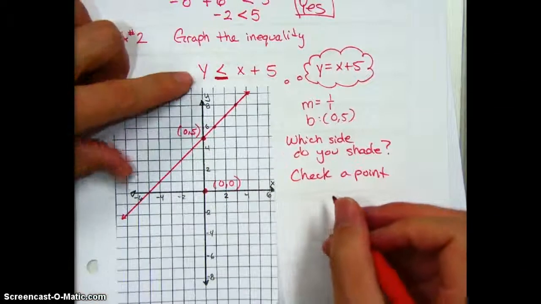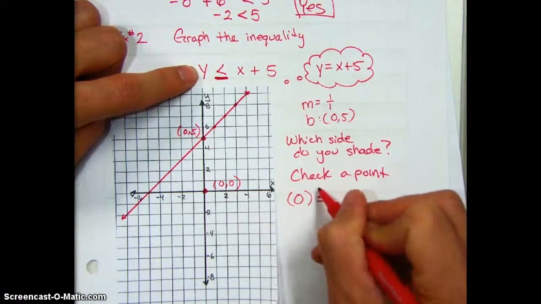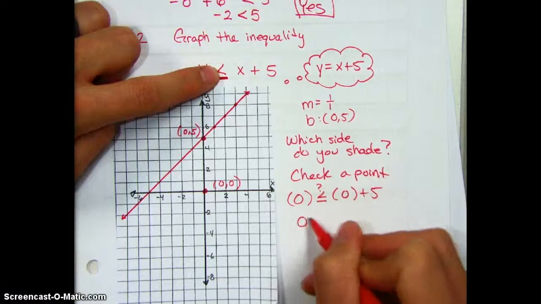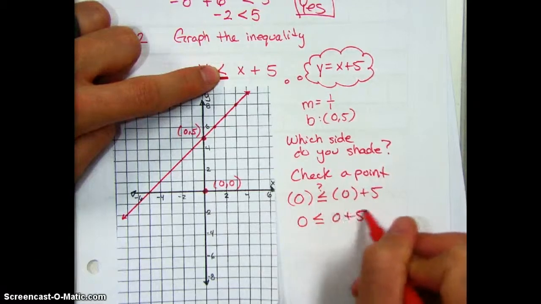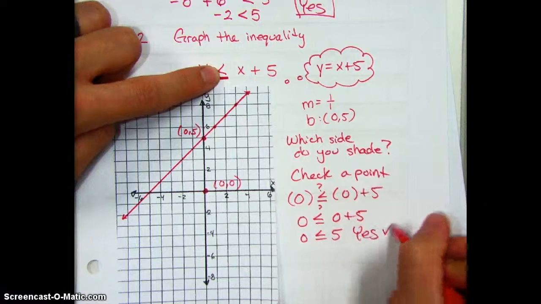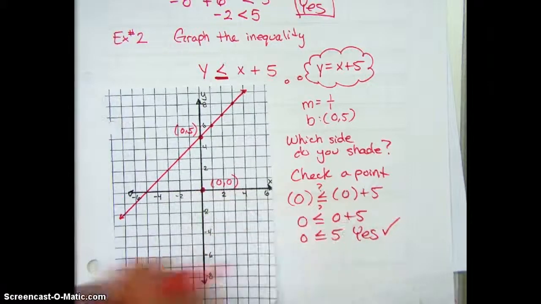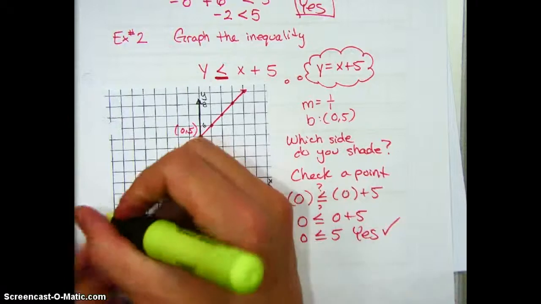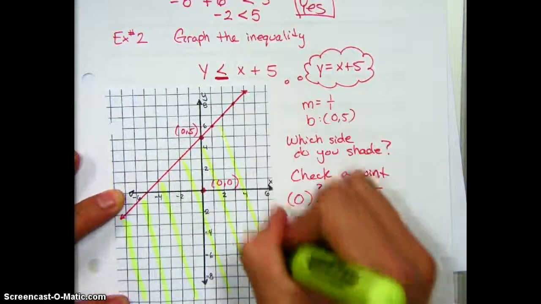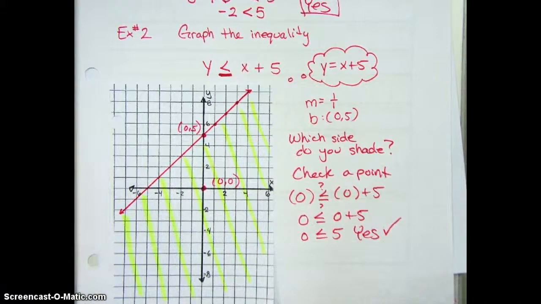So let me go to my inequality. I'm going to plug in 0 for y. Is that less than or equal to 0 for x plus 5? So is 0 less than 0 plus 5? Is 0 less than 5? The answer is yes. So the fact that this is a yes means I know I'm on the right half plane, the right side. So I'm going to go ahead and shade everything below the line. And so that is my solution right there. That's how you graph that. All right, so there's that one.